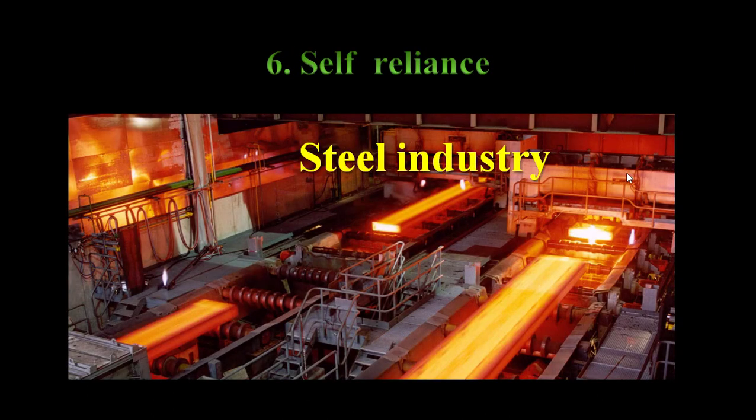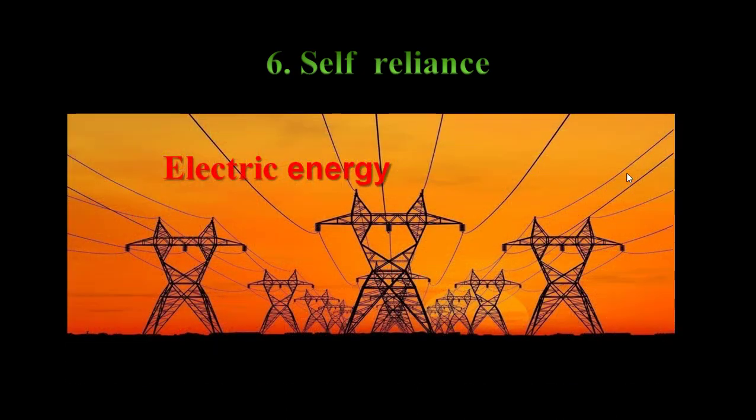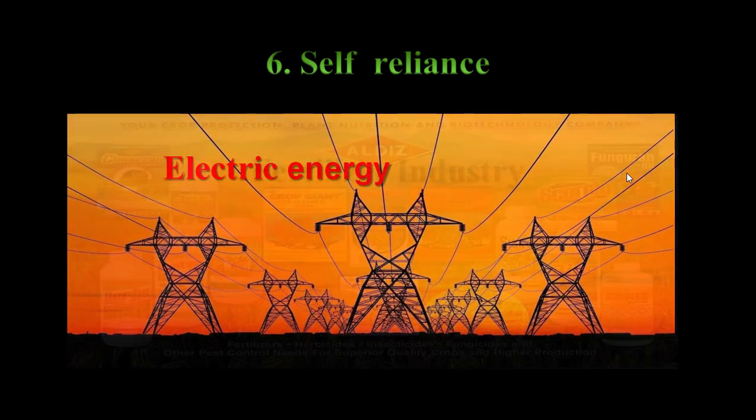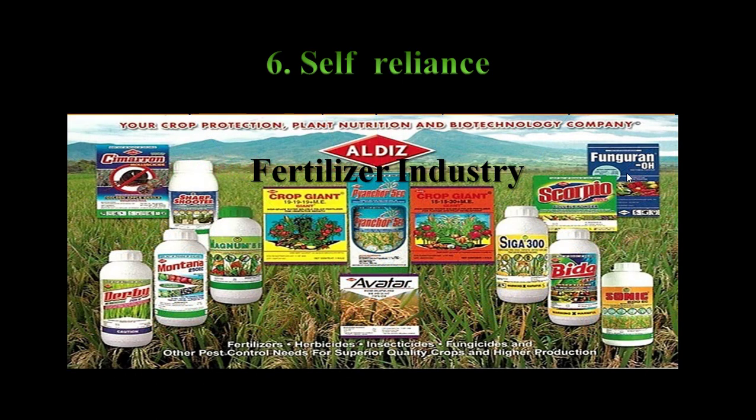And the sixth one, India was able to achieve self-reliance in the production of basic consumer goods and food grains required by our people. The emphasis was laid on the development of basic industries like the steel industry, power industry, as well as chemical fertilizers. So in these fields we have achieved self-sufficiency.